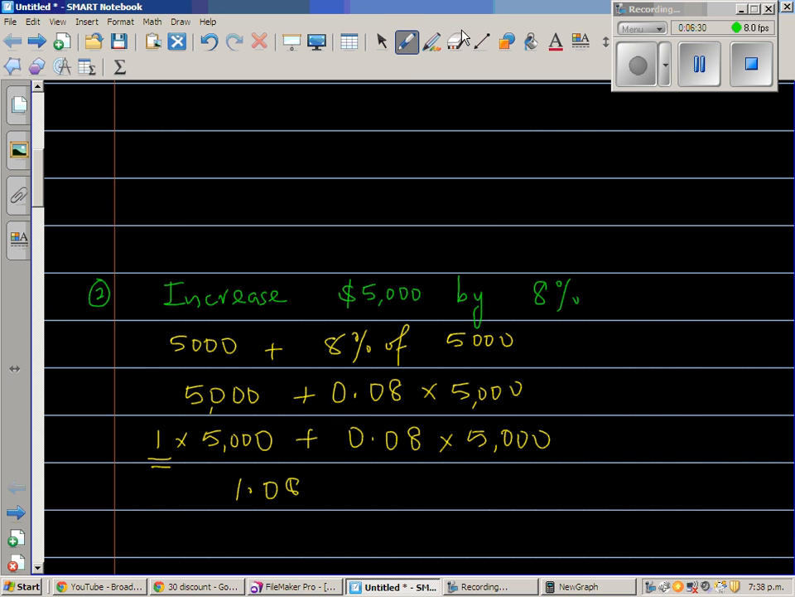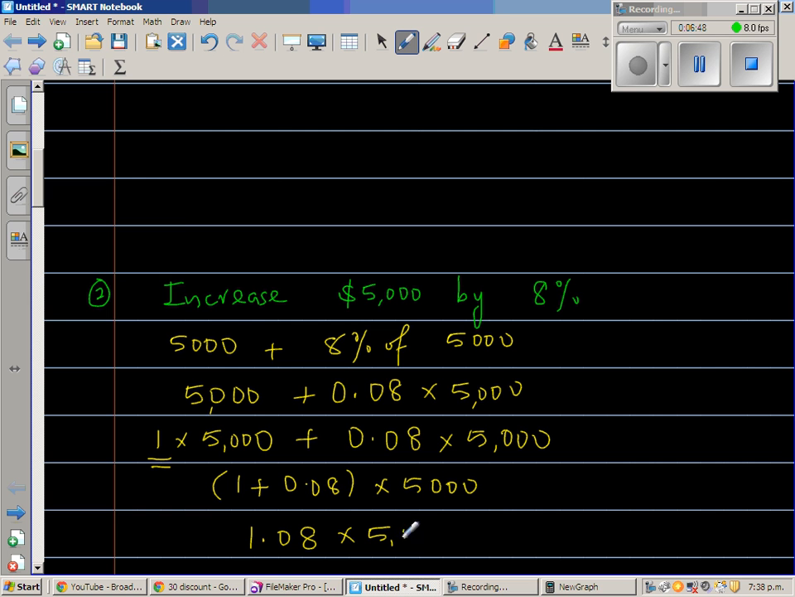Okay, let me do one more step. So 1 times 5,000 plus 0.08 times 5,000 is the same as writing 1 plus 0.08 times 5,000, which is 1.08 times 5,000.